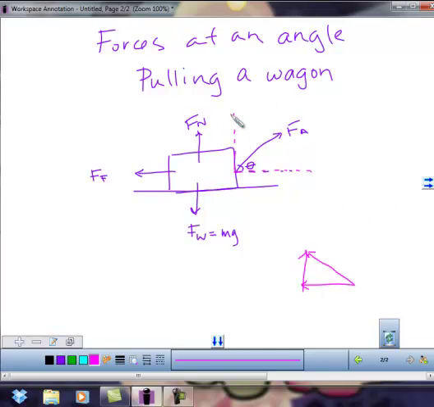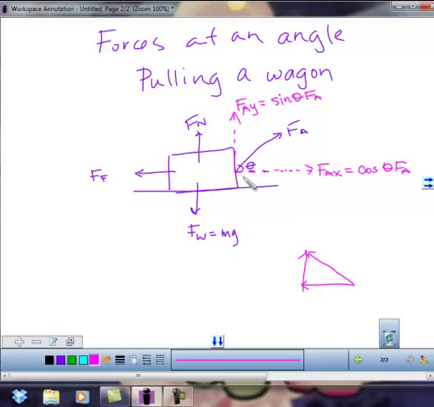So for my vertical component, which I deem as the force applied in the y direction, or the F_ay, that's equal to the sine of theta times the force applied. And then for the horizontal direction, which I lovingly call the F_ax, or the force applied in the x direction, that's equal to the cosine of theta times the force applied.